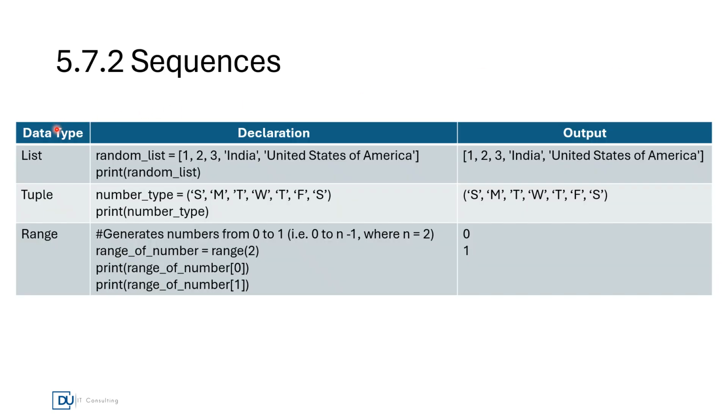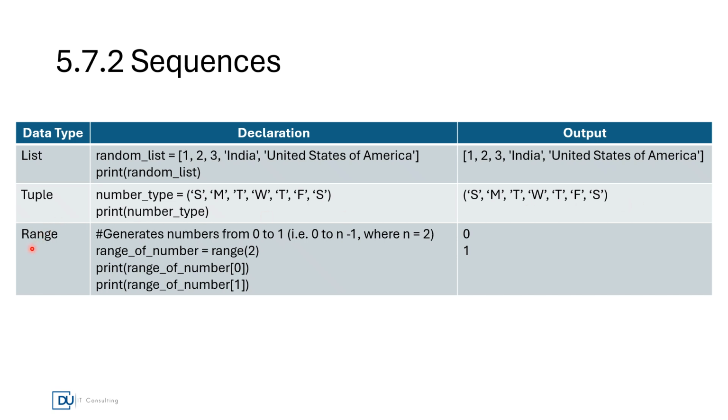Sequences. The first data type that we'll see is list. I'm going to create a random list and pass in the values 1, 2, 3, India, and finally United States of America. When I print that random list, I get to see the entire list content. In tuple, I declare a number type using parentheses. Then I pass the first letters of the days of the week: Sunday, Monday, Tuesday, Wednesday, Thursday, Friday, Saturday. Then I get the same contents as the output.